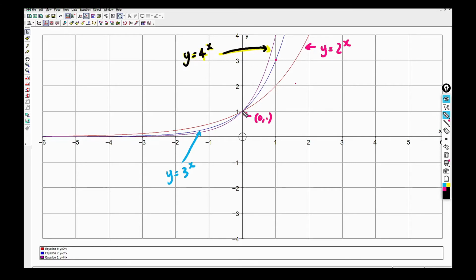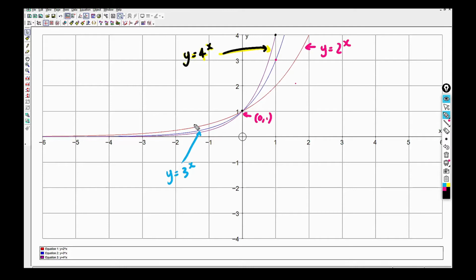And that also crosses at 0, 1, because anything to the power of 0 is just going to equal 1. So that's why there's some familiarity between all the equations that we've done so far. And at 1, it goes through the point 1, 4. So when x is 1, y equals 4, because anything to the power of 1 is just going to be equal to itself, in terms of the base number.